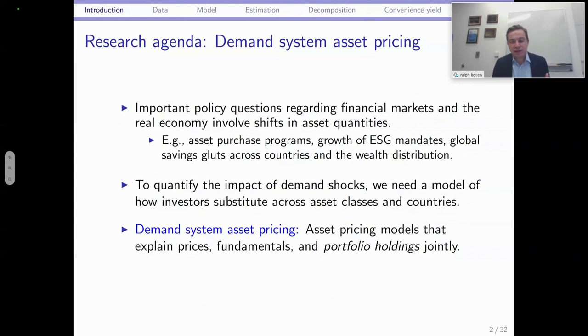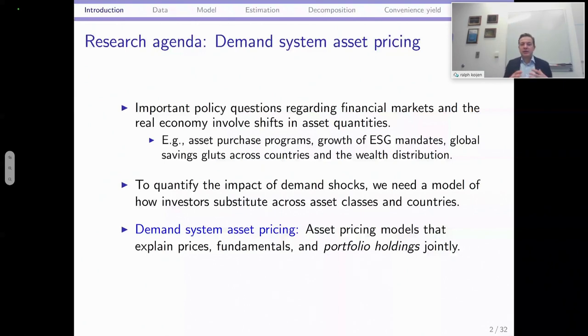And it's broadly motivated by the observation that a lot of the important policy questions that we're thinking about these days regarding financial markets and the real economy involve shifts in asset quantities. So you can think obviously about asset purchase programs, but also a topic that we talked about yesterday, the growth of ESG mandates, global savings clubs across countries, across the wealth distribution. All of those involve changes in asset demand, and we're trying to understand their impact on financial markets.